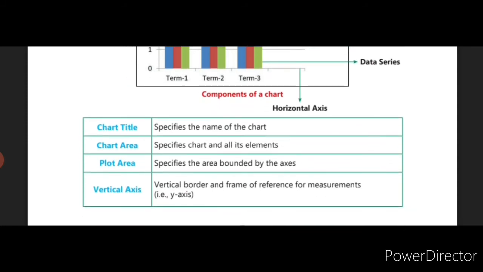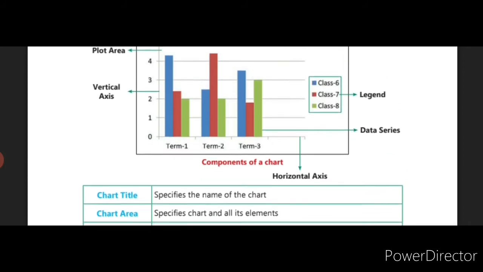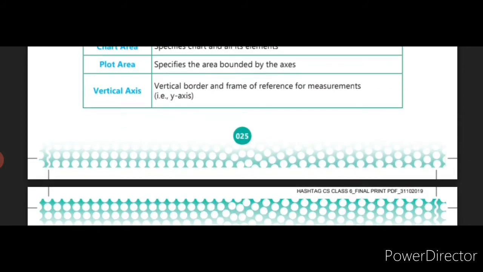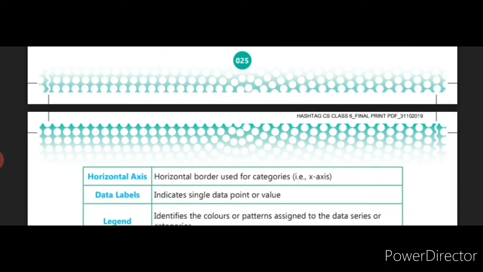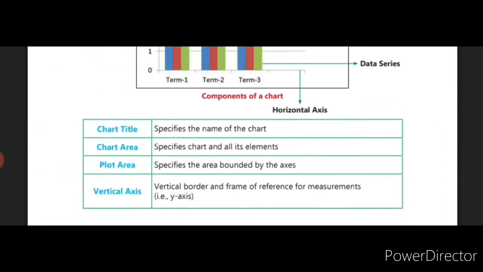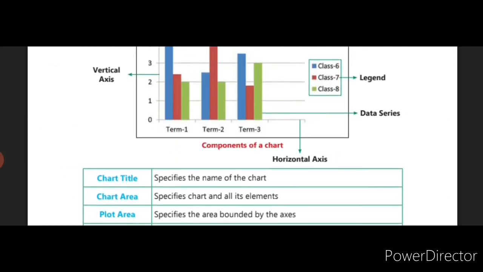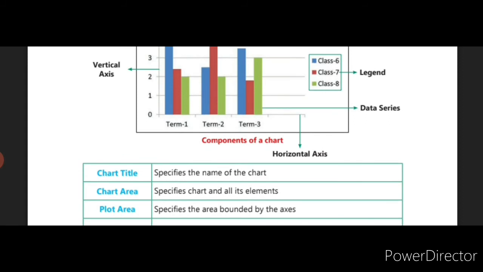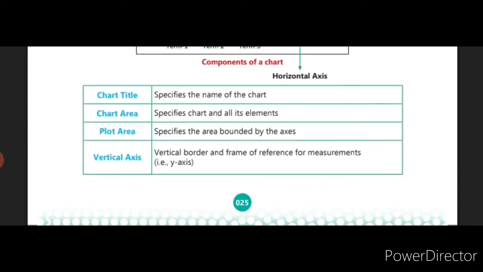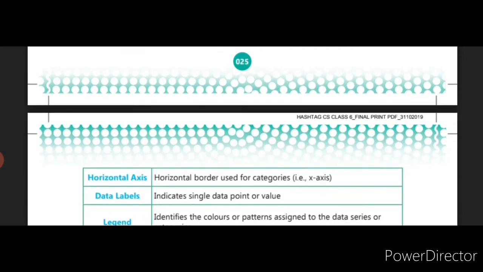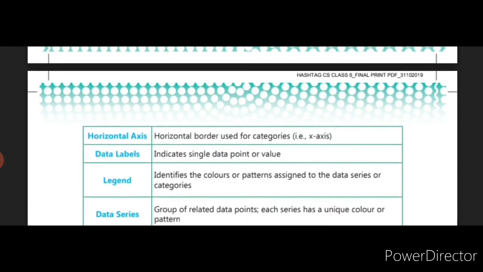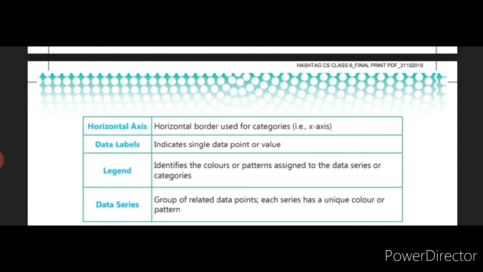See here, what is legend? Class 6, class 7, class 8. The data regarding the chart is called the legend. It identifies the colors or patterns assigned to the data series or categories. What is data series? A group of related data points. Each series has a unique color or pattern. Understood? So this is about the components of the chart.